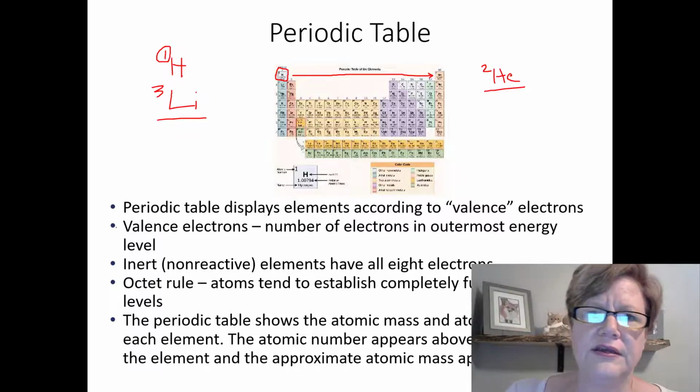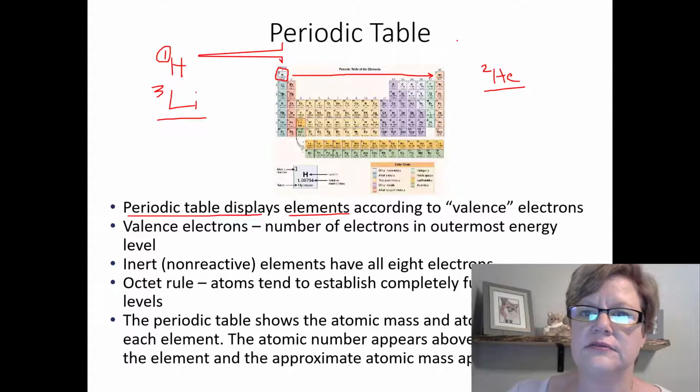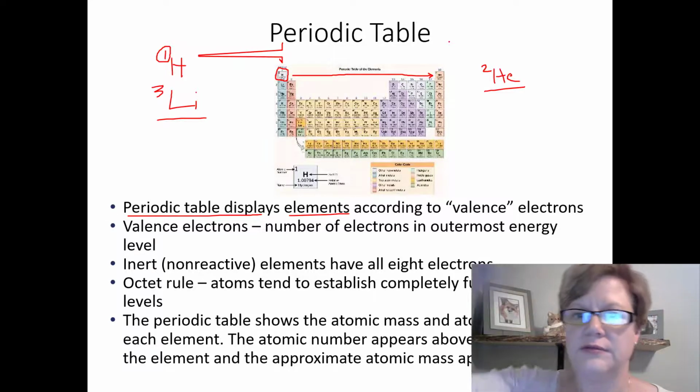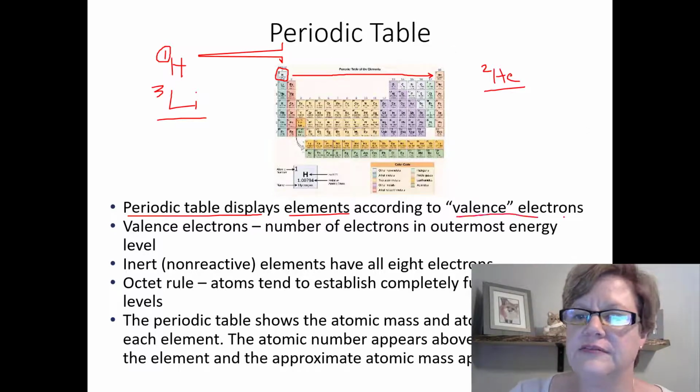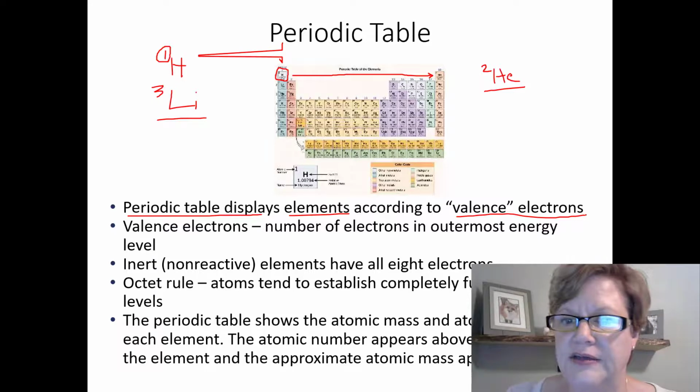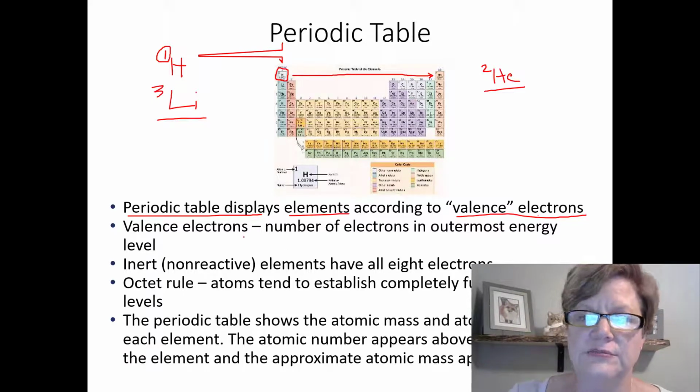One thing that the periodic table displays, it displays the elements in columns. I hate it when it does that. Columns up and down, according to how many valence electrons would be in the atoms. And valence means the number of electrons in the outermost energy level, or the outermost orbital.